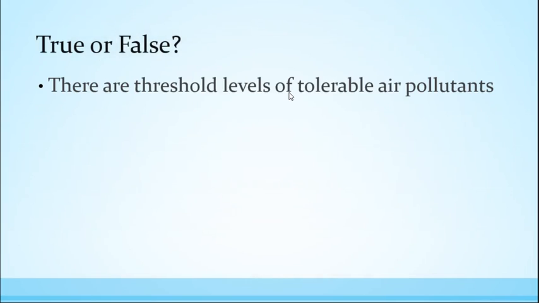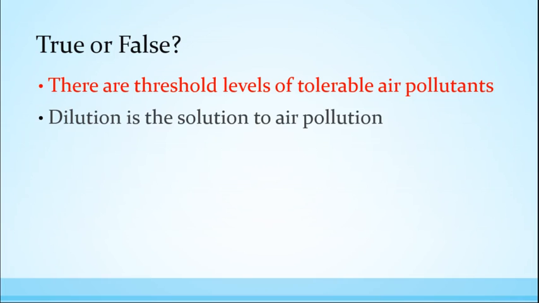Okay, true or false? There are threshold levels of tolerable air pollutants. That is false. Guys, if it were tolerable, it wouldn't be a pollutant, okay? How about this one? Dilution is the solution to air pollution. It sounds very catchy, and no, it is not. All you're doing is spreading it out. I mean, yeah, it's in a lower concentration, but you're spreading it out.